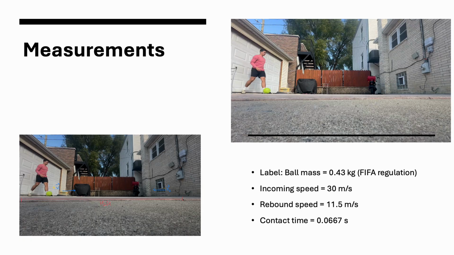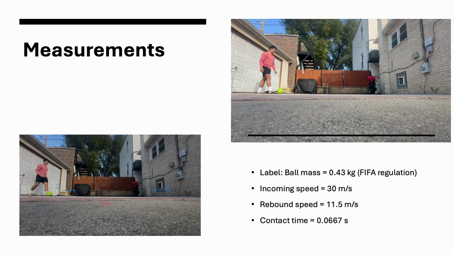And on the bottom left I have a design diagram of the measurements and everything. So I have 15 feet between where I stand and the wall, and then I have the labeled velocities where it's positive going to the right towards the wall and negative coming back towards me, or towards the left, coming off of the wall. So I have the ball mass. It's a FIFA regulated ball, so I did some research, and it was about 0.43 kilograms. And then the incoming speed, which is velocity going towards the right.